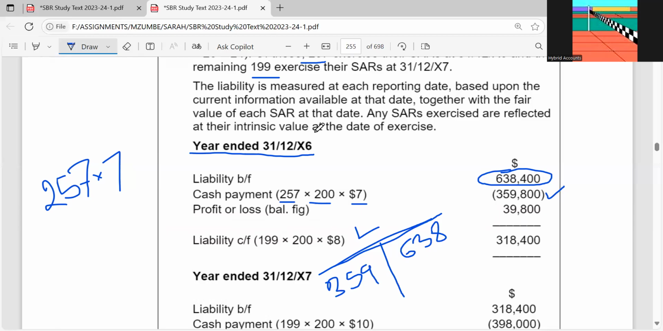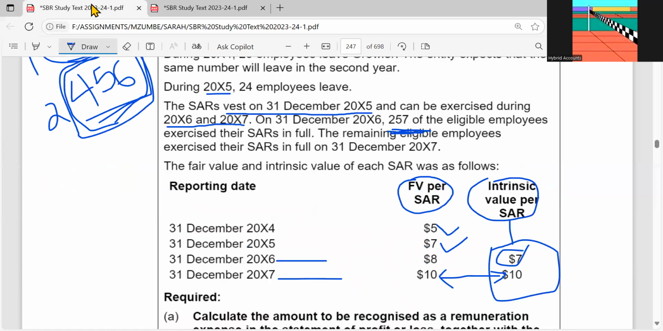Remember, 257 were paid, but 199 remained intact. So we still remain with the closing balance. Now you know if the liability has a credit nature, if the opening balance is on credit, the closing balance would be on what? On debit. So the closing balance of liability would stay on the debit here, right? Of 199 employees, right? So those 199 employees would still remain. Each one was actually to be provided with 200 share appreciation rights, right? And you can see now it has been multiplied by what? By 8, right? What is that 8? 8 is that figure which we already had here, right? It's here. Get that point?